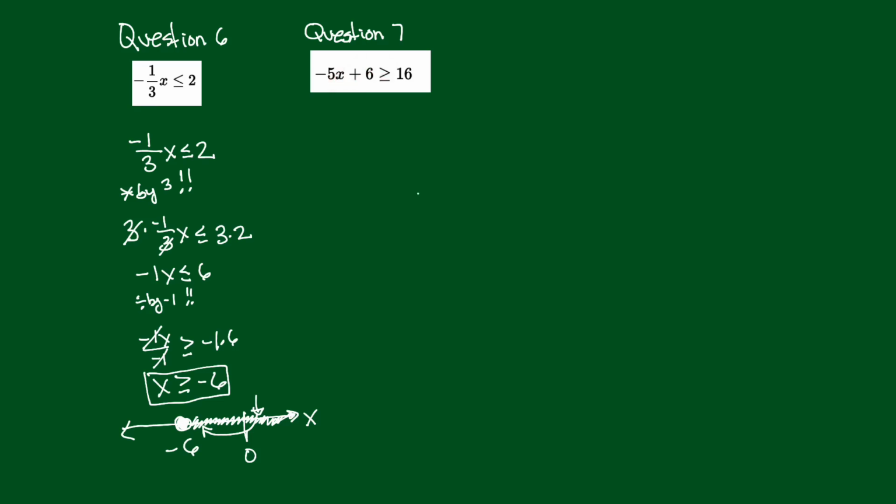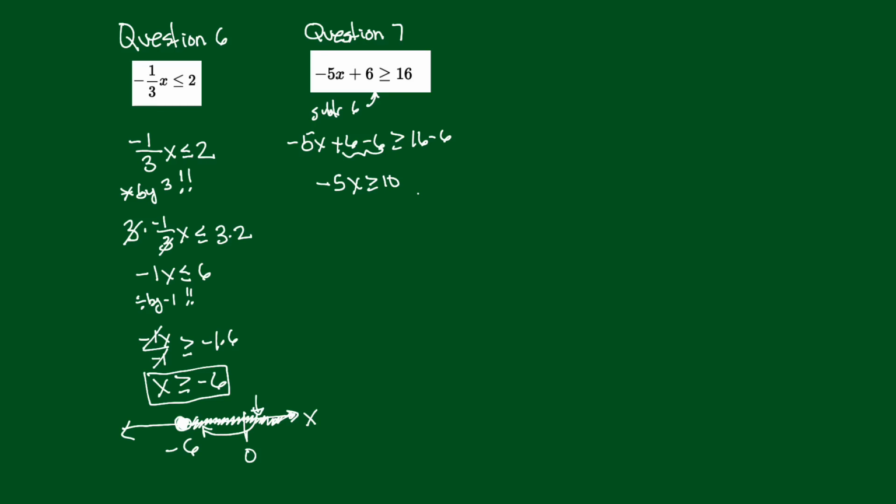So first up, let's subtract 6. I'll write the whole thing out. Negative 5x plus 6 minus 6 greater than or equal to 16 minus 6. Now that is a 0, so I can just drop that, because negative 5x plus 0 is negative 5x greater than or equal to 10.